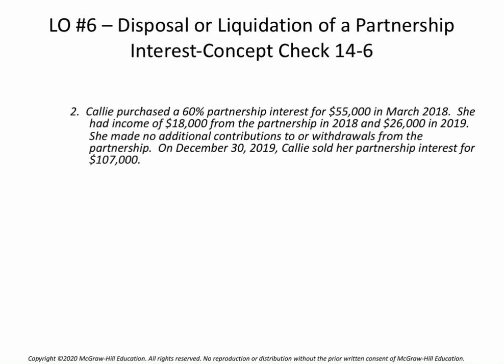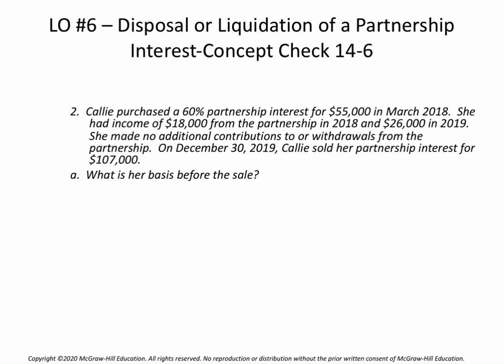Concept check 2. Kelly purchased a 60% interest in a partnership for $55,000 on March 18th. She had income of $18,000 from the partnership in 2018 and $26,000 in 2019. She made no additional contributions to or withdrawals from the partnership. On December 30th, she sold her partnership interest for $107,000. So we want to know what is her basis before the sale.